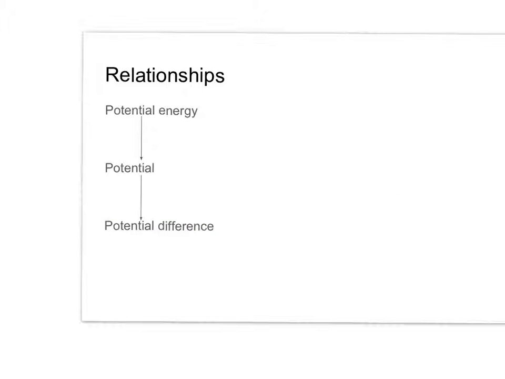So the three relationships that we're going to define now are potential energy, potential, and potential difference. And the links between them are very logical. So although you will be given the three relationships in the data booklet, it's very, very common that you'll be asked how to derive them. So let's have a look at those relationships.